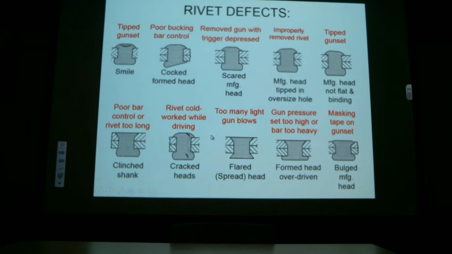Riveting ears. These are common for people just learning to rivet. This is usually caused by either poor bucking bar control or the shank being too long. And sometimes if a hole is too big for the rivet, it'll cause this to happen.